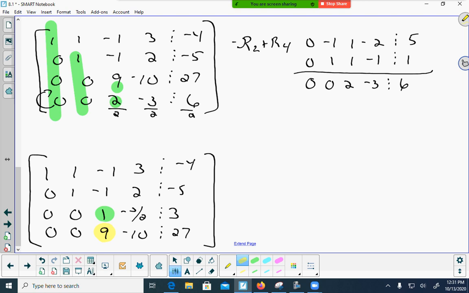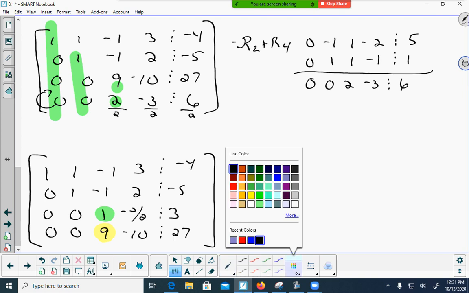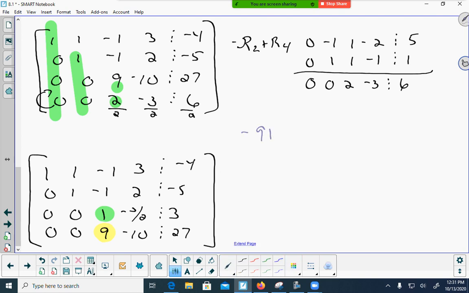In order to fix column 3, chances are I'm going to use row 3, right? I can't go back up to row 2 because that'll mess up these zeros. Can't go back up to 1 because it'll mess up all these zeros. So I'm going to have to use row 3. What can I multiply row 3 by that when I add it to row 4, that 9 will go away? Negative 9. Oh, that's positive 27 over 2, yes?